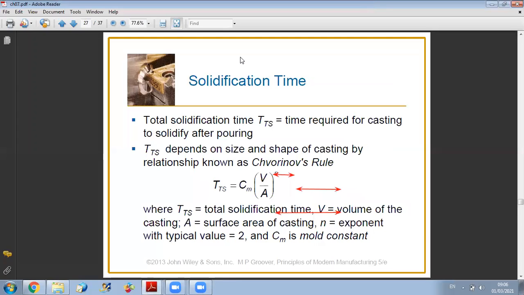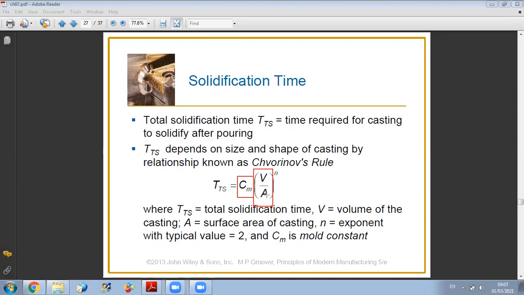Mainly, the total solidification time is a function of two things. First, the properties of the mold. So we have what is called the mold constant, which will depend on the mold type and material type. And we have the geometry of the pattern. We can see here that the solidification time is affected by the ratio of volume over area. And as expected, the higher the volume to area ratio, the higher the solidification time.